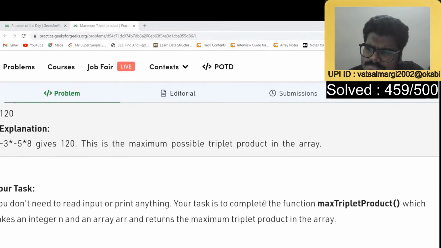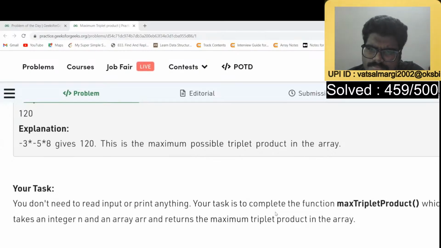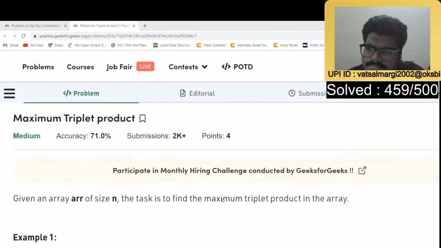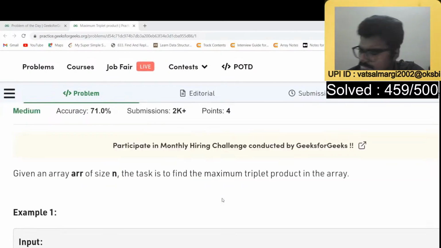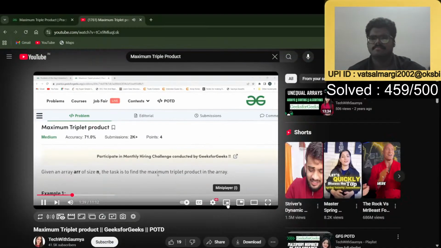Now what we have to do is complete the function maxTripletProduct, which takes an integer n and an array arr and returns the maximum triplet product in the array. I hope you are clear with the problem statement, and we discussed the examples as well. Now comes the approach part, right?